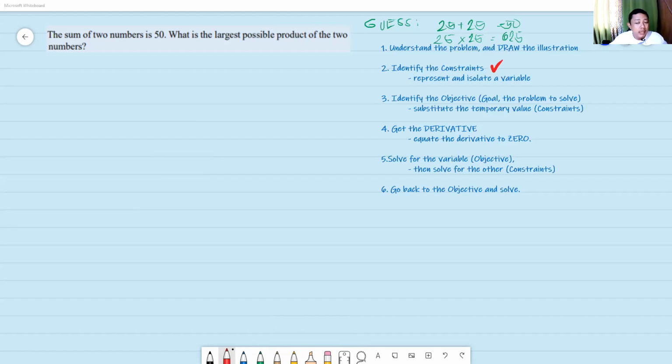The constraints limit you. It gives you a limit. Where are you limited here? Is it the sum or the product? Of course, what gives us the limitation here is the sum, because it only says that the two numbers should have a sum of 50. That's the limitation. That's the constraints. So therefore, it will become the constraints.